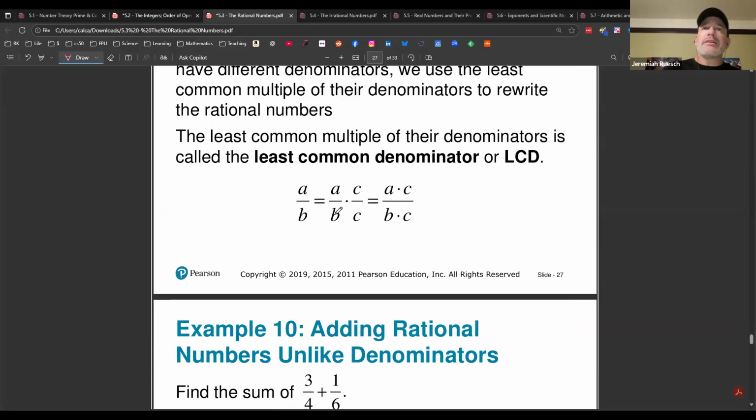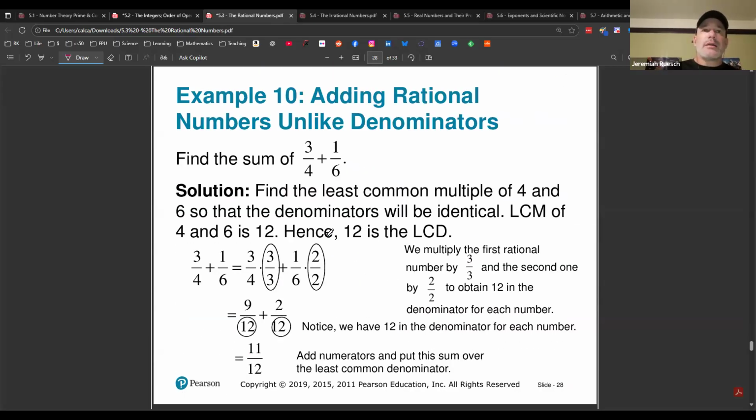When the denominators are not the same, then you need to get a common denominator. In order to get the LCD, the least common denominator, you find the LCM, and then multiply each by the individual factor.